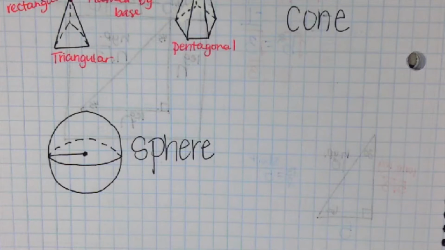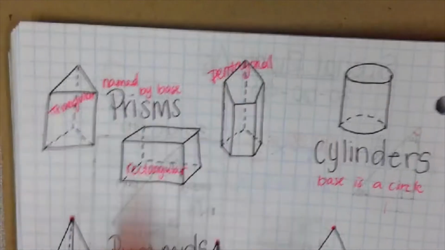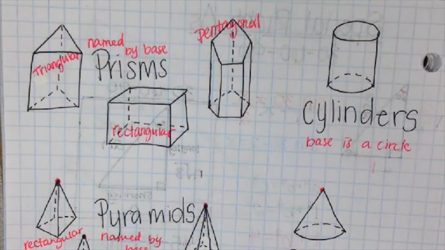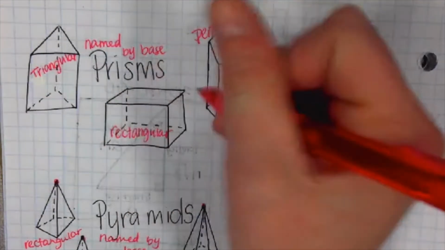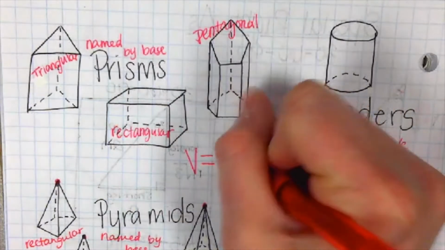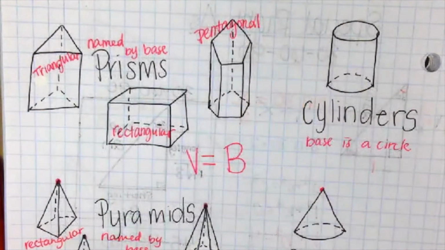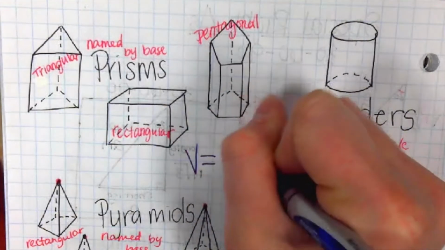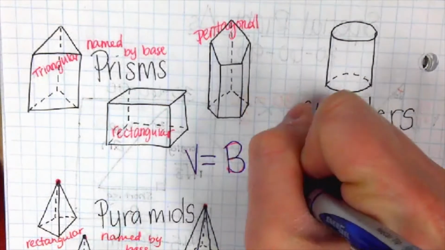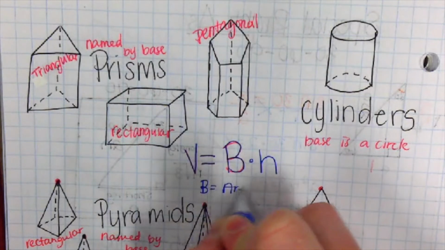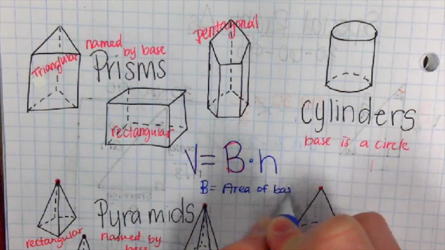All right, so now let's talk about how to find the volume. Once you know the different shapes, then you know what formula to use. For prisms, you will always see volume equals a capital B times the height. The B stands for area of base.